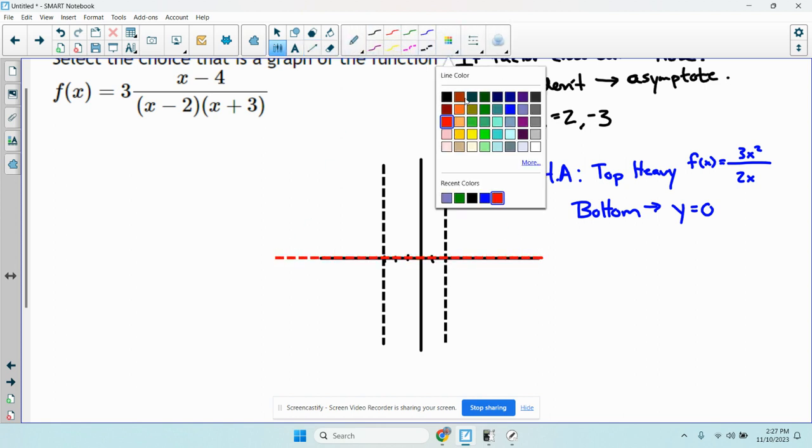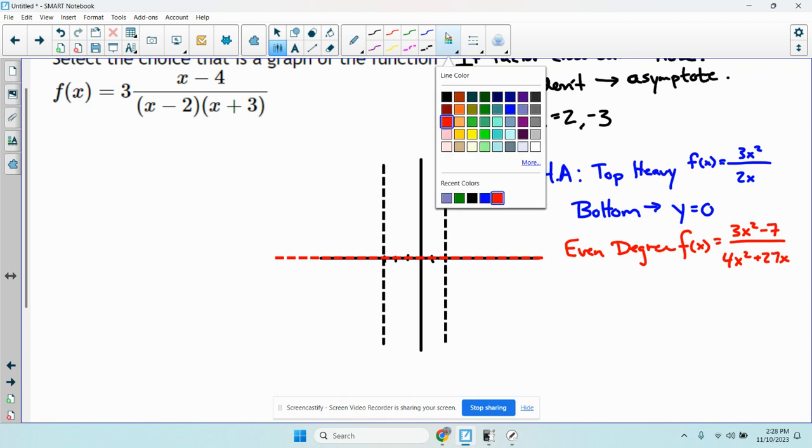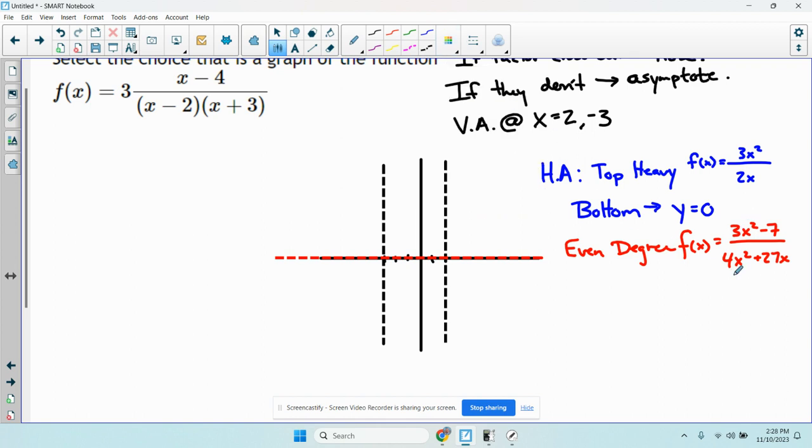And the last case would be if it was even. If this was x squared on top and x squared on bottom, even degree. Let me give you another example. Let's say I have f of x equals 3x squared minus 7 over 4x squared plus 27x. When the degree of the top and the bottom is the same, the horizontal asymptote is y equals the ratio of the coefficients. This would be y equals 3/4.